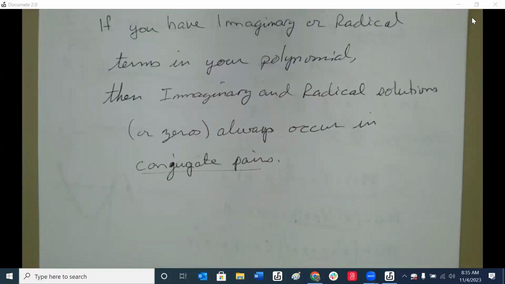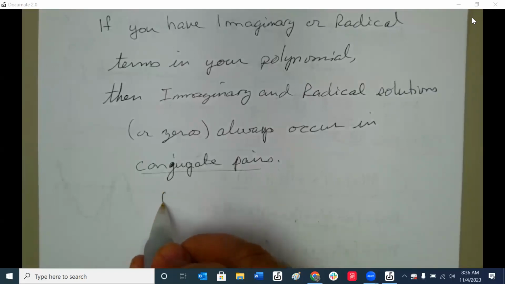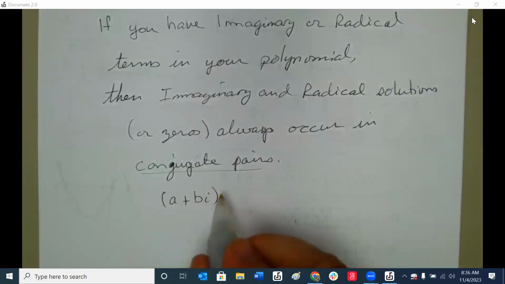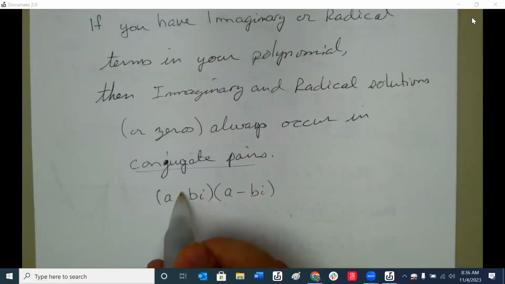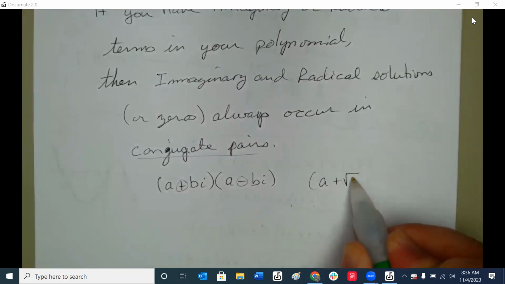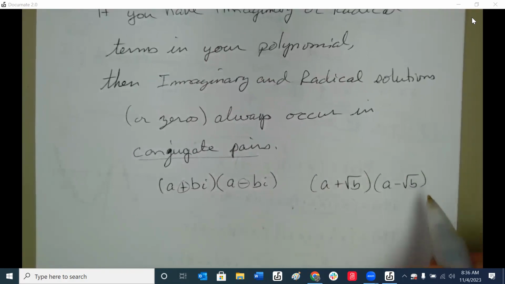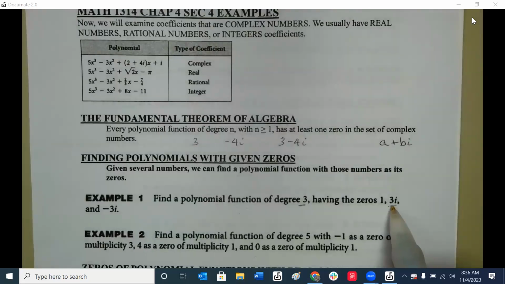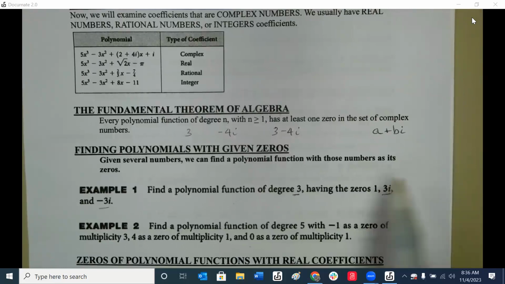This is important. What are conjugate pairs? Conjugate pairs we talked about when we did the beginning part of this chapter. If you had a plus bi, then you also have to have an a minus bi. Conjugate pairs just have a different sign in front of the i term. If you had a plus radical b, then you have to have an a minus radical b. It just changes the sign in front of those terms. And we saw one of those already in example 1. Example 1 says your zeros are 3i. Because this one's 3i, you have to have a negative 3i also. If you have an answer that's an imaginary or a radical, you have to have the conjugate of it also.